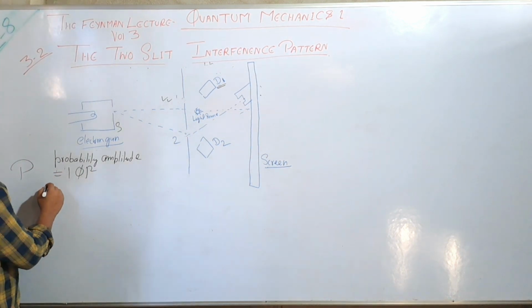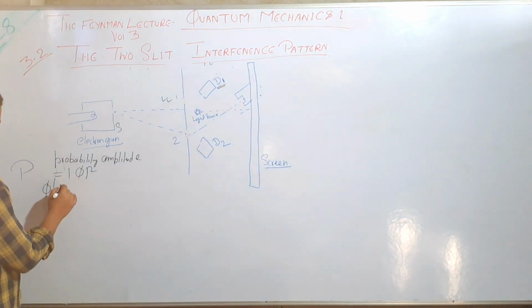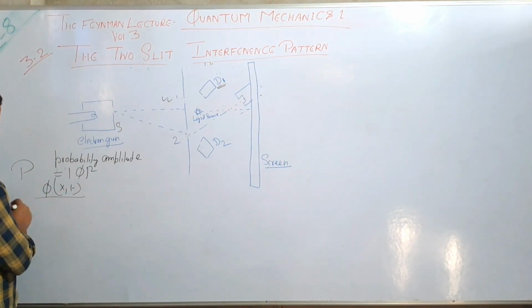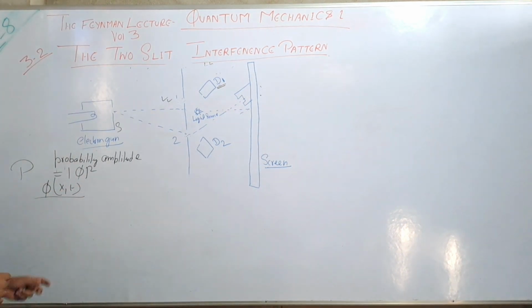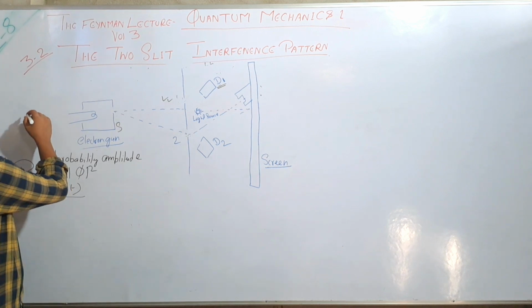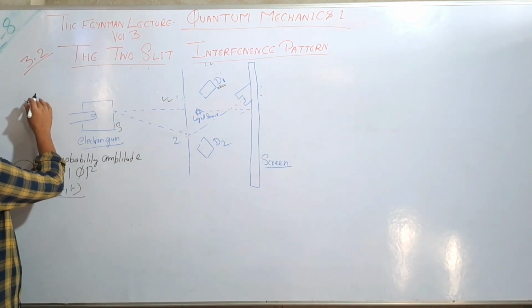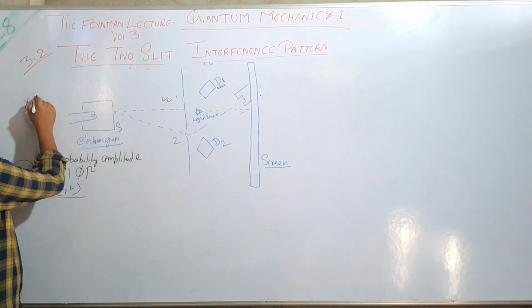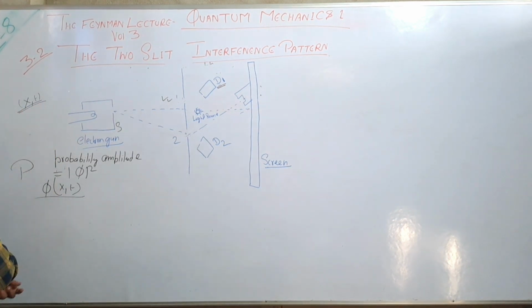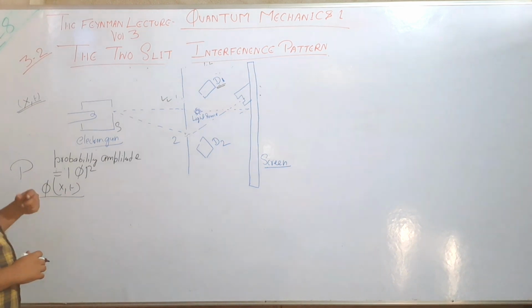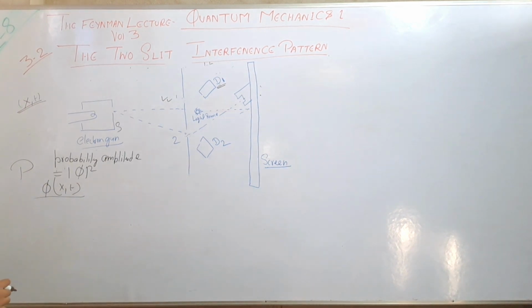And what is phi? Phi is nothing but a function of space and time in quantum mechanics. It is identical to the position x(t) in classical mechanics. So phi(x, t) tells about the probability amplitude of a certain event in quantum mechanics.